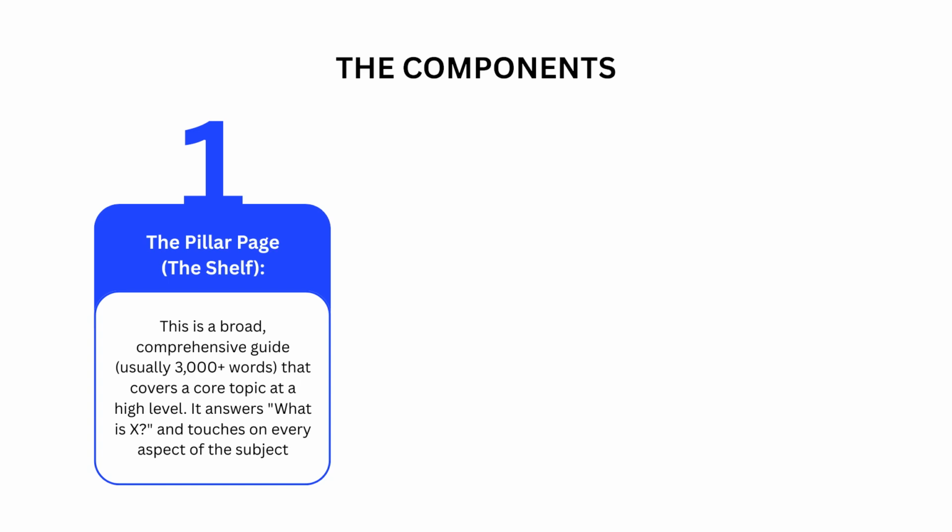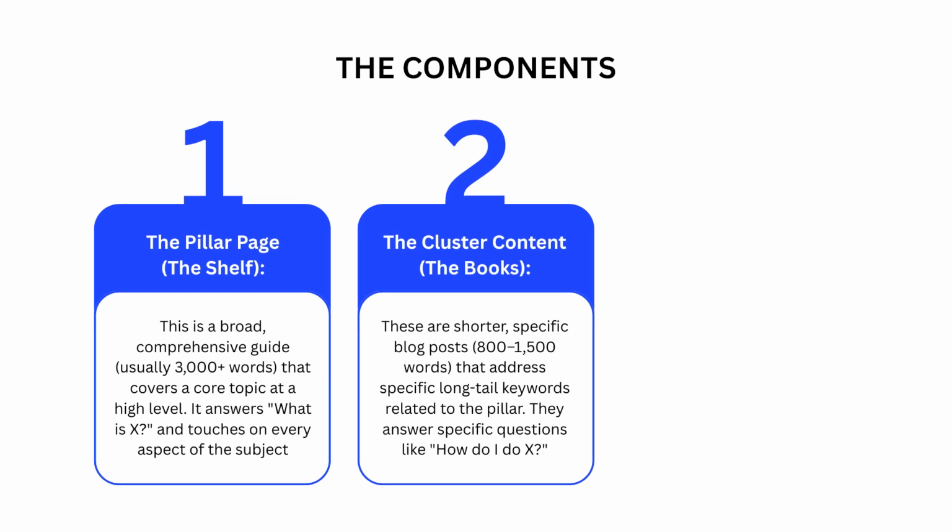The first is the pillar page, which is like your bookshelf. This is a broad, comprehensive guide, usually 3,000 or more words, that covers a core topic at a high level. It answers the what is X question and touches on every aspect of that subject. The next is the cluster content. These are the books. These are shorter, specific blog posts, usually around 800 to 1,500 words, that address specific long-tail keywords related to the pillar.